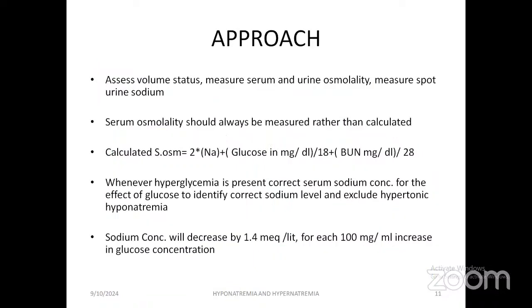Coming to approach, we'll have to assess volume status, measure serum and urine osmolarity, and measure spot urine sodium. Serum osmolality should always be measured rather than calculated. Whenever hyperglycemia is present, correct serum sodium concentration for the effect of glucose to identify the correct sodium level and exclude hypertonic hyponatremia. Sodium concentration will decrease by 1.4 milliequivalents per liter for each 100 milligram per deciliter increase in glucose concentration.